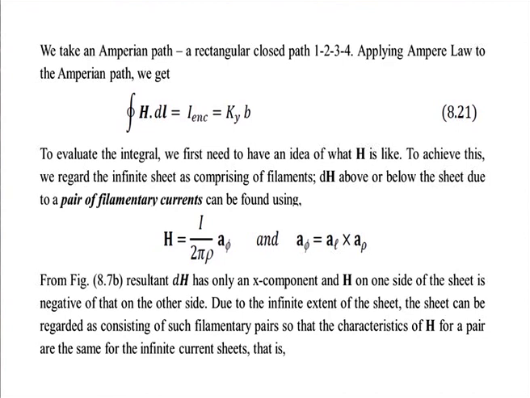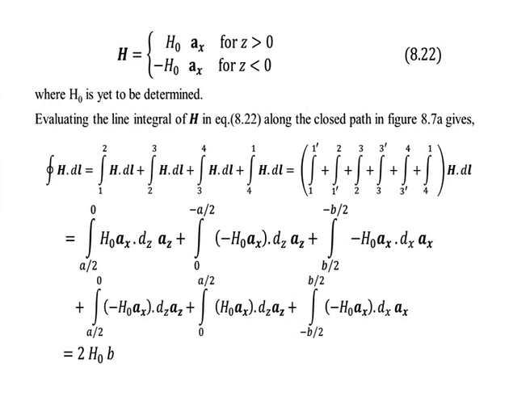Due to the infinite extent, the sheet can be regarded as consisting of such filamentary pairs so that the characteristics of H for a pair are the same for the infinite current sheet, that is, H is equal to H naught ax for z greater than 0, and H is equal to minus H naught ax if z is less than 0, where H naught is yet to be determined.